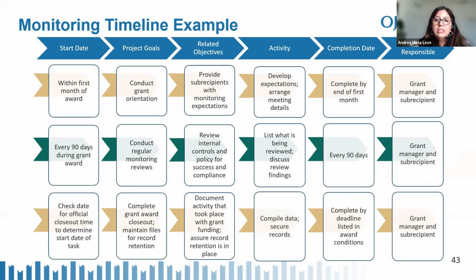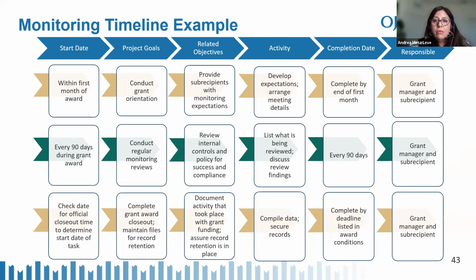And of course, your completion date is you want to have this completed by the end of the first month, because you said that in your start date, you want to start within the first month. So you want to have it completed by the end of the month. And then of course, you want to list the person or persons responsible to complete this task and add their name and their job title.